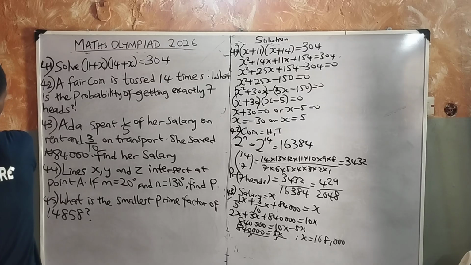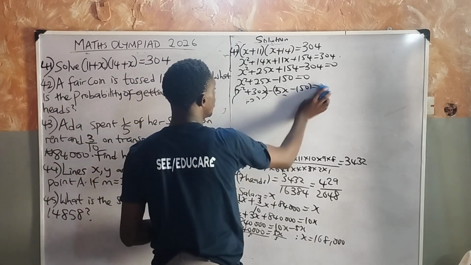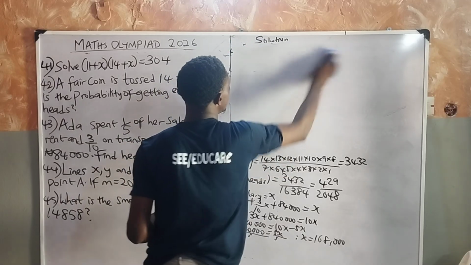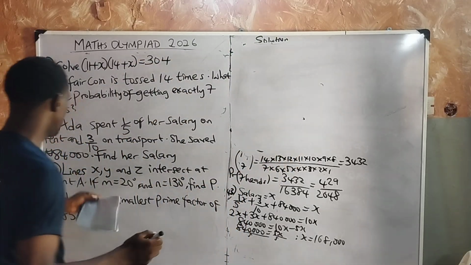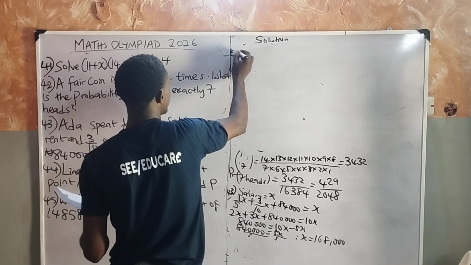So let's go to number 44. If we check number 44, you will discover that there is no line. They didn't give us a diagram there. So we'll leave it pending until we get the diagram. We'll go to number 45.